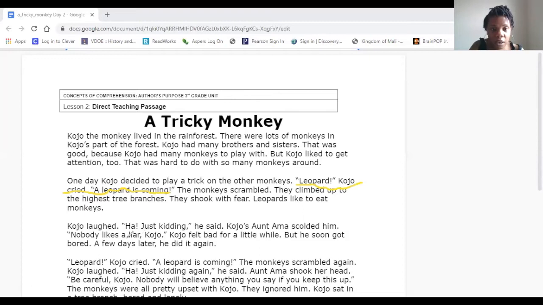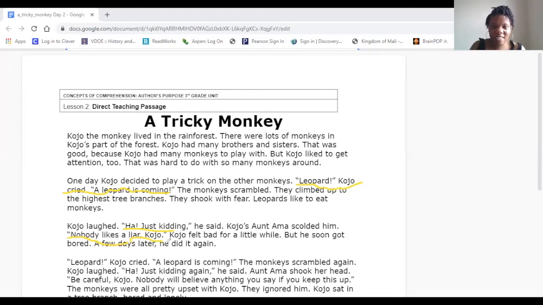And here he says, "Ha, just kidding." He's talking again. And in the third paragraph, I see that his aunt scolded him. And she said to him, again, another monkey is talking, "Nobody likes a liar, Kojo." So right there, those are some key details that tell me it's a fiction text.